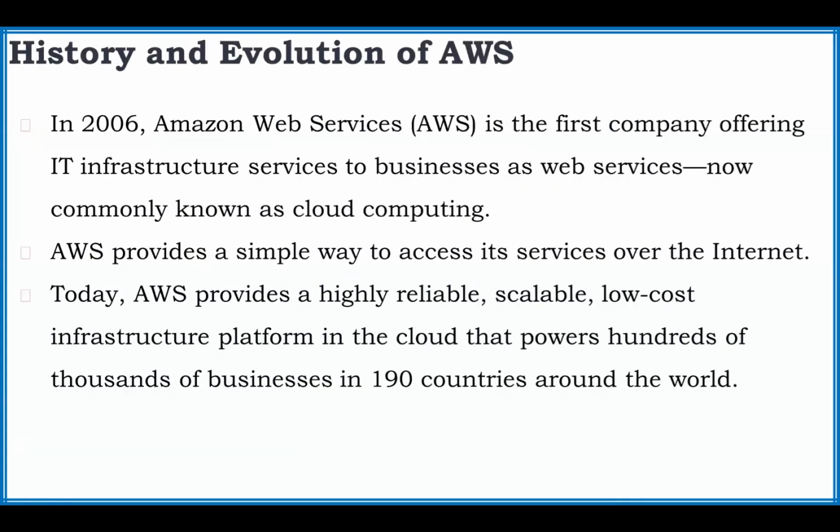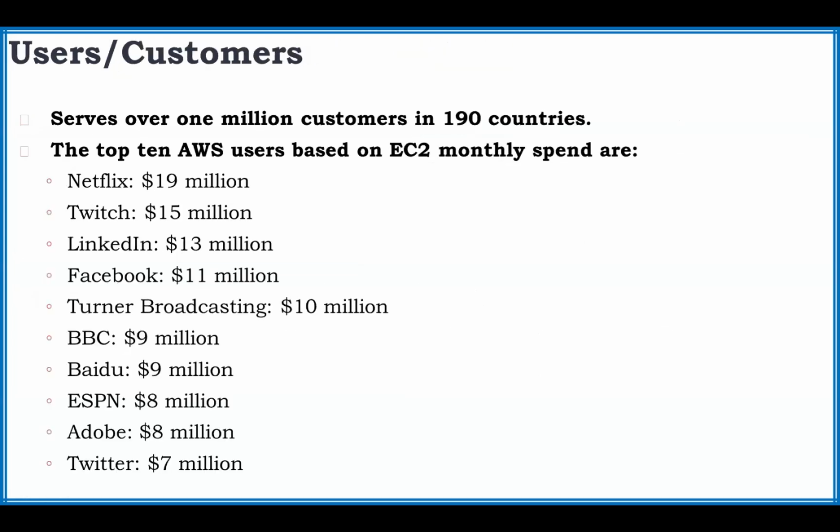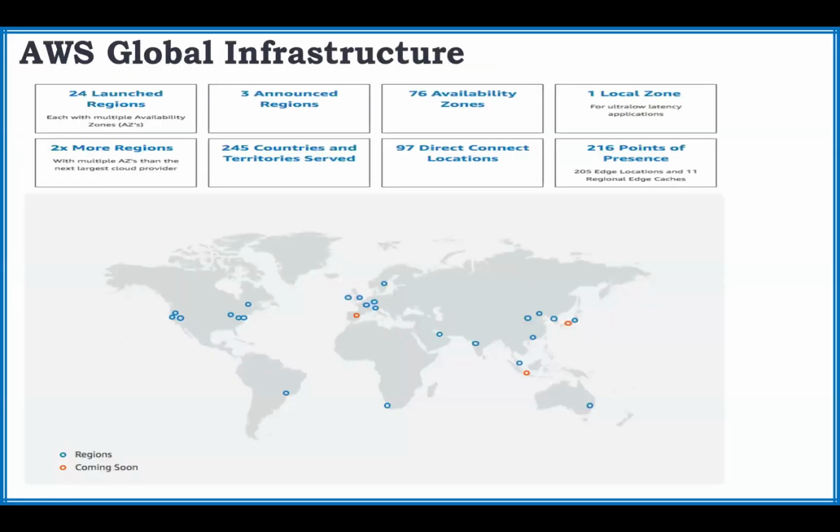Now, what is the history and evolution of AWS? Just to give you a brief understanding: in 2006, that's when it started. Now it's available in more than 190 countries, with multiple users of AWS. The most important part is that there are different availability zones and different servers deployed across the world. You can see that there are 24 launched regions, 3 announced regions, and multiple other global servers as part of the infrastructure of AWS.